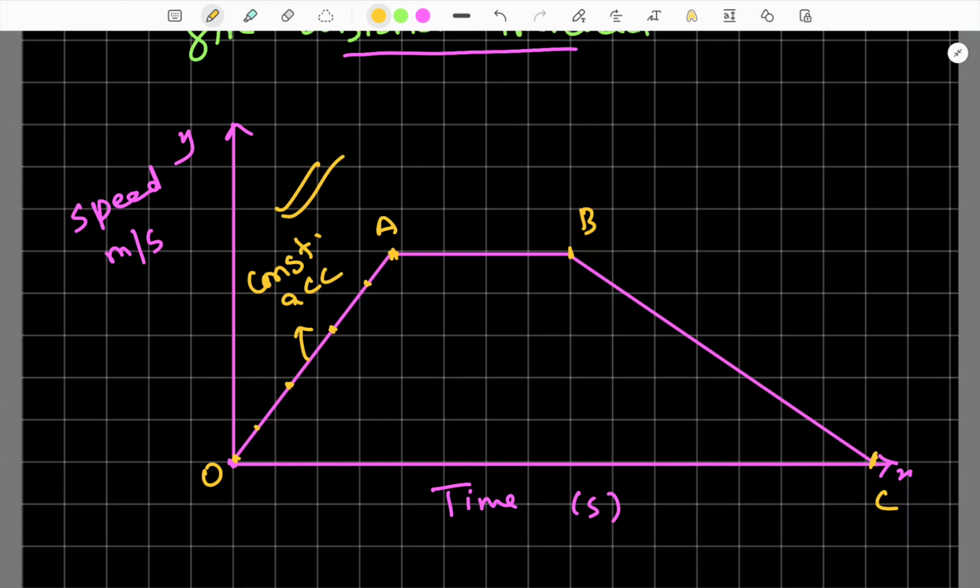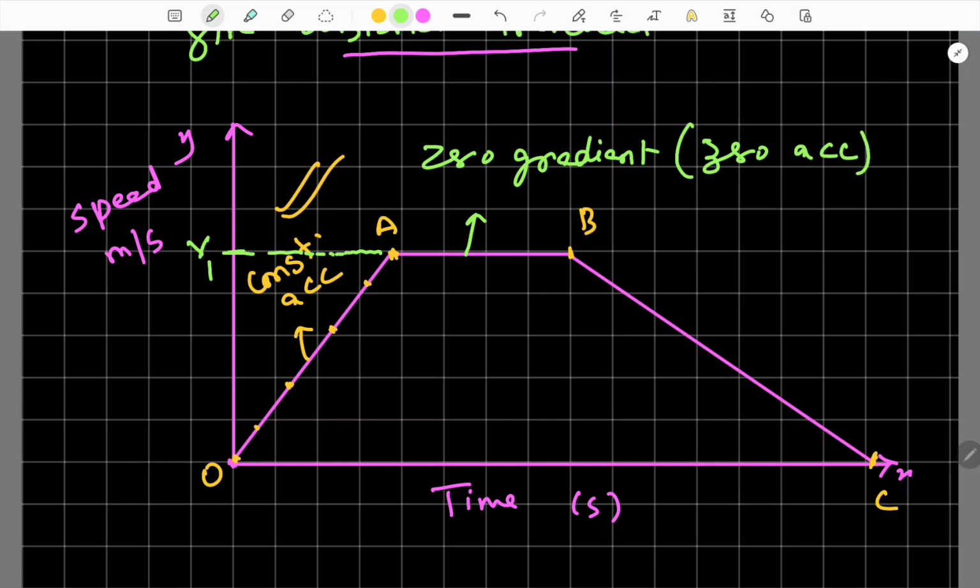ठीक हो गया? चलो. Now we look at the part of the journey AB. अब जरा मुझे बताओ. Let's say for example, इधर बेटा कोई obviously speed की value है. Let's say V1, right? Beta, we can see that from A to B, this line is parallel to the x-axis. So zero gradient. Because when a line is parallel to the x-axis, obviously there is no slope. What do you mean by zero gradient? ये जरा मुझे बताओ. What do you mean by zero gradient? That means zero acceleration, because the gradient of a speed time graph gives us acceleration.